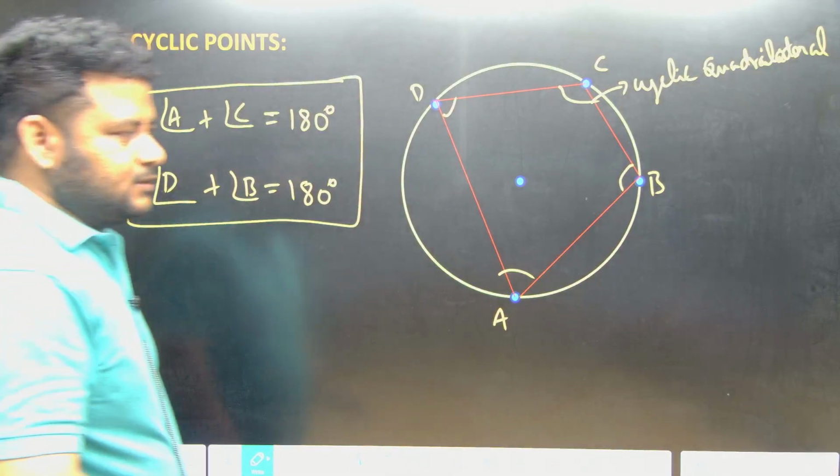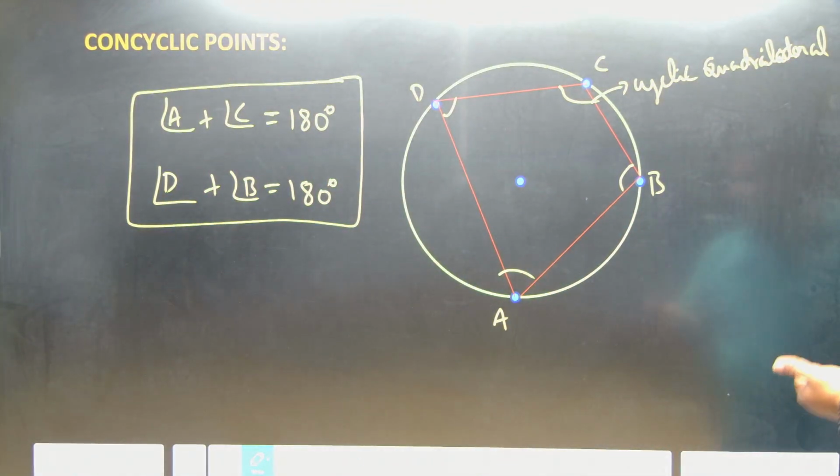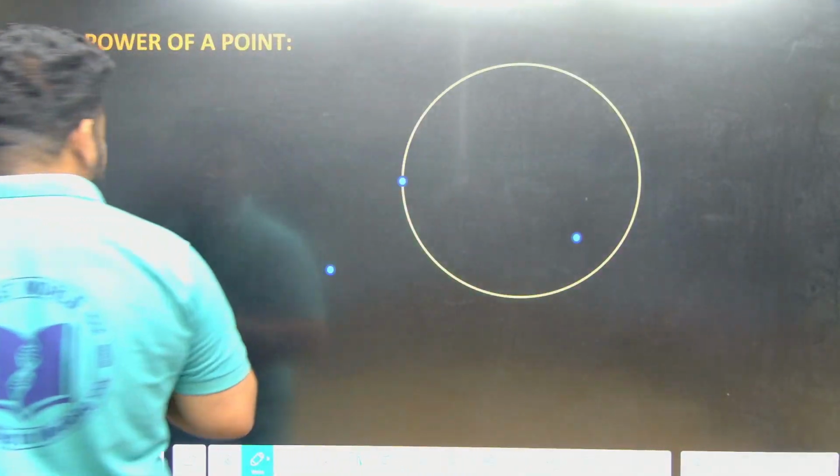Okay? Done. Now, next thing. So, till now what we studied? Concyclic points, and also we studied about the concentric circles, right? Concentric circles. Now, see here. We are talking about the power of a point.